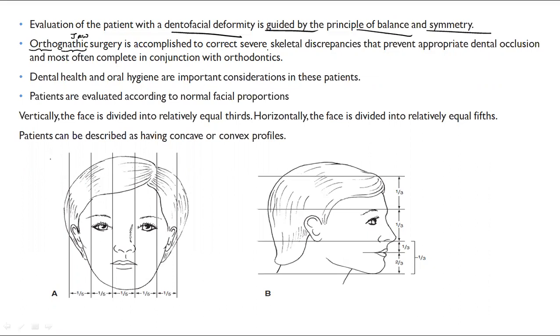In those cases, that's when the surgery is done, mainly to correct severe skeletal discrepancies that prevent appropriate dental occlusion, and most often completed in conjunction with orthodontics. That's why it's called orthognathic surgery. So the jaw surgery, and then it's fixed with the use of orthodontics. Dental health and oral hygiene are important considerations in these patients. Patients are evaluated according to the normal facial proportions.